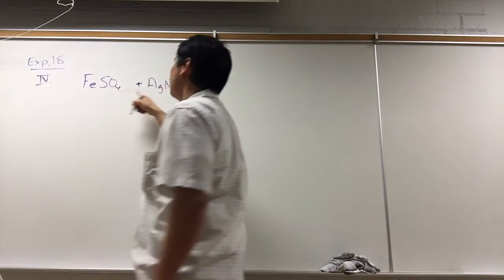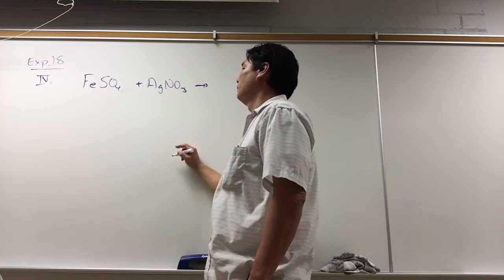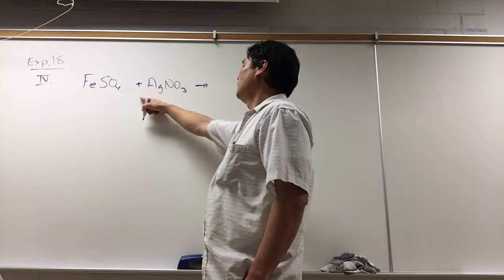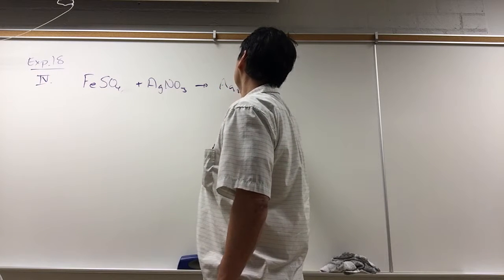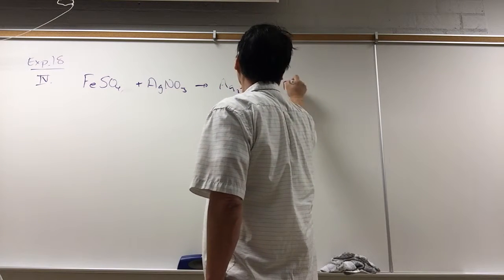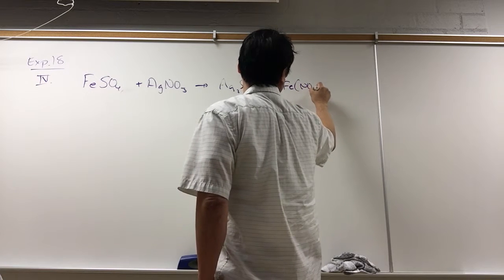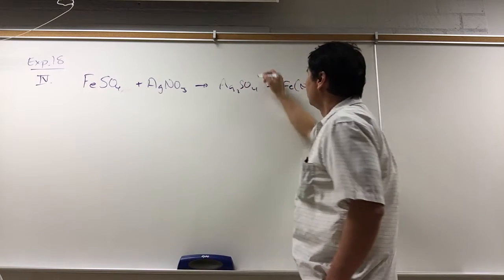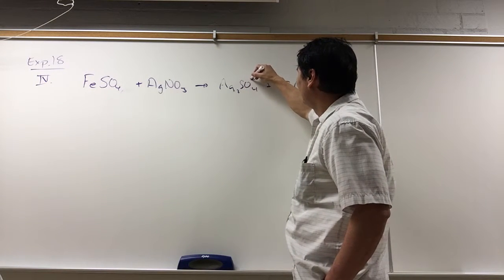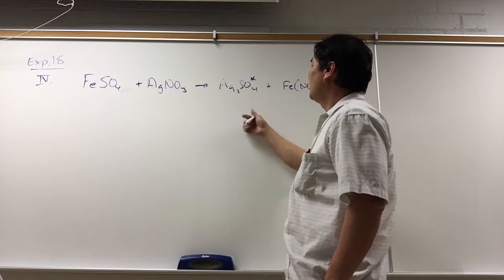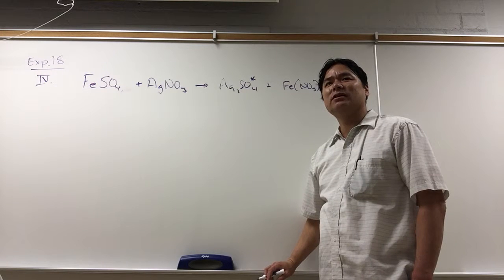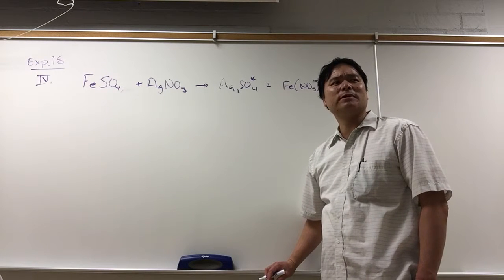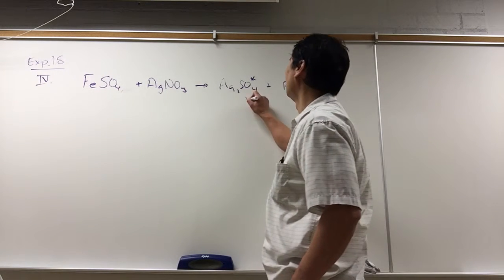Iron(II) sulfate plus silver nitrate. What does it yield? Well, when we look at this, it looks like it could yield silver sulfate and iron(II) nitrate. But silver sulfate is borderline, you know. In fact, the solubility of silver sulfate is kind of on the high side, and so likely it won't precipitate, but it might or might not precipitate.